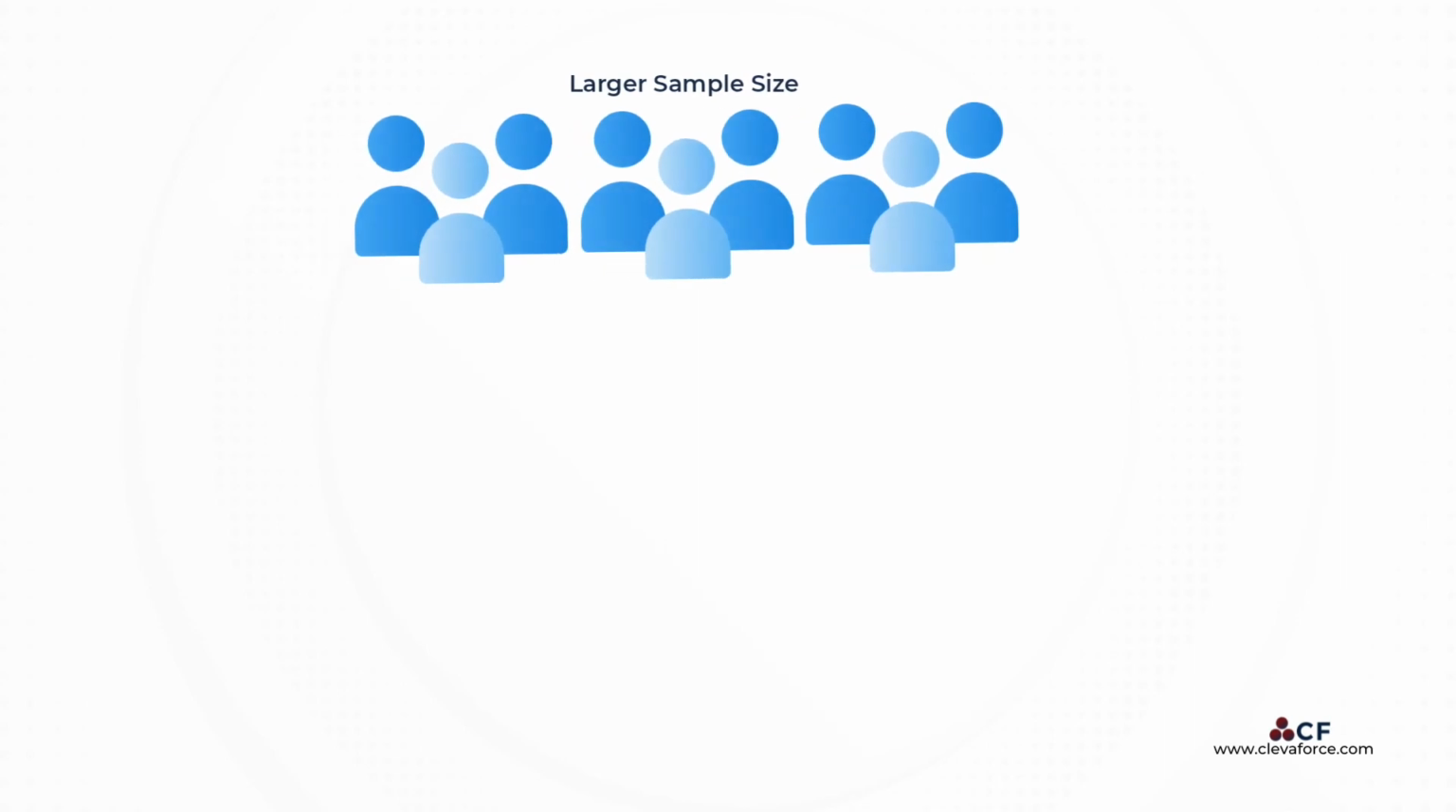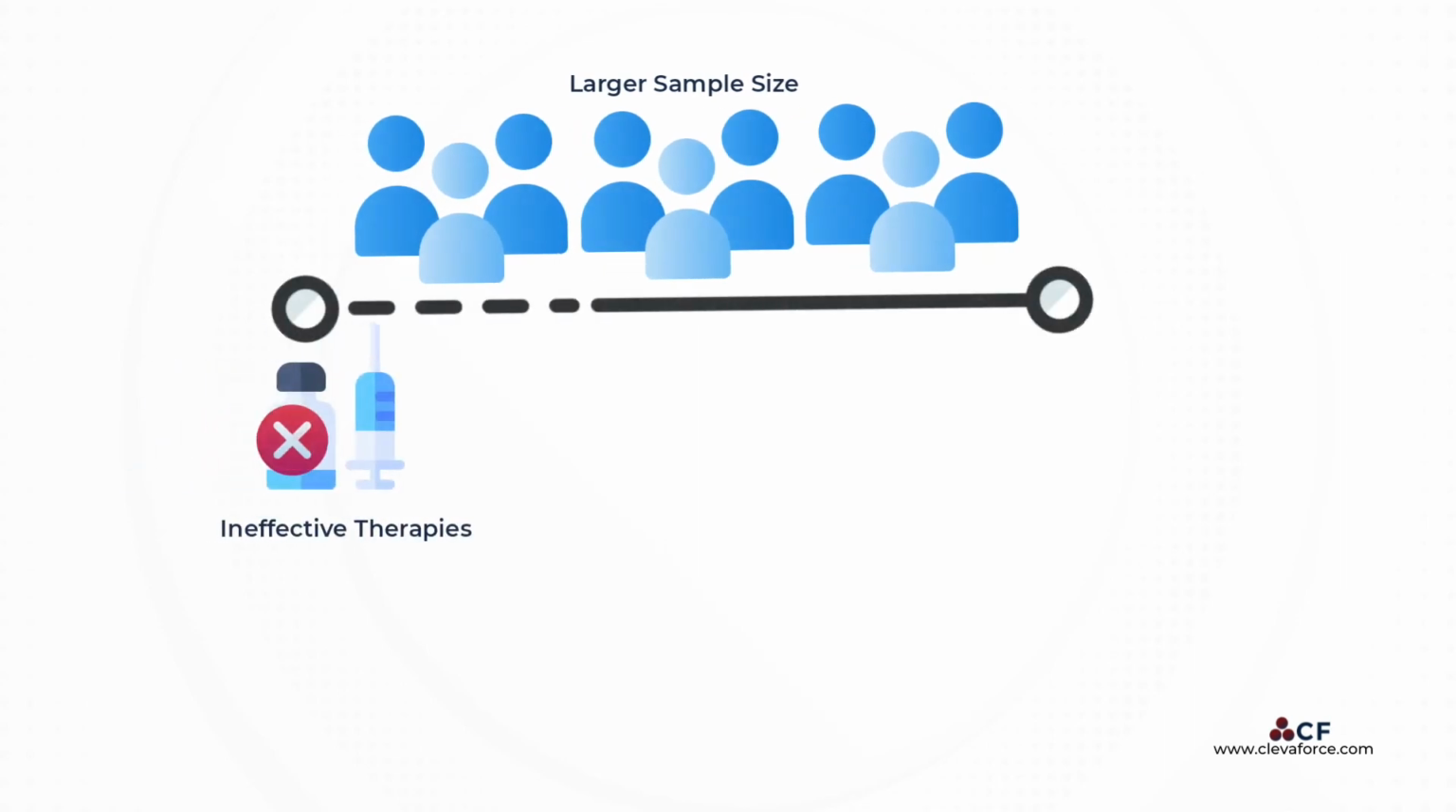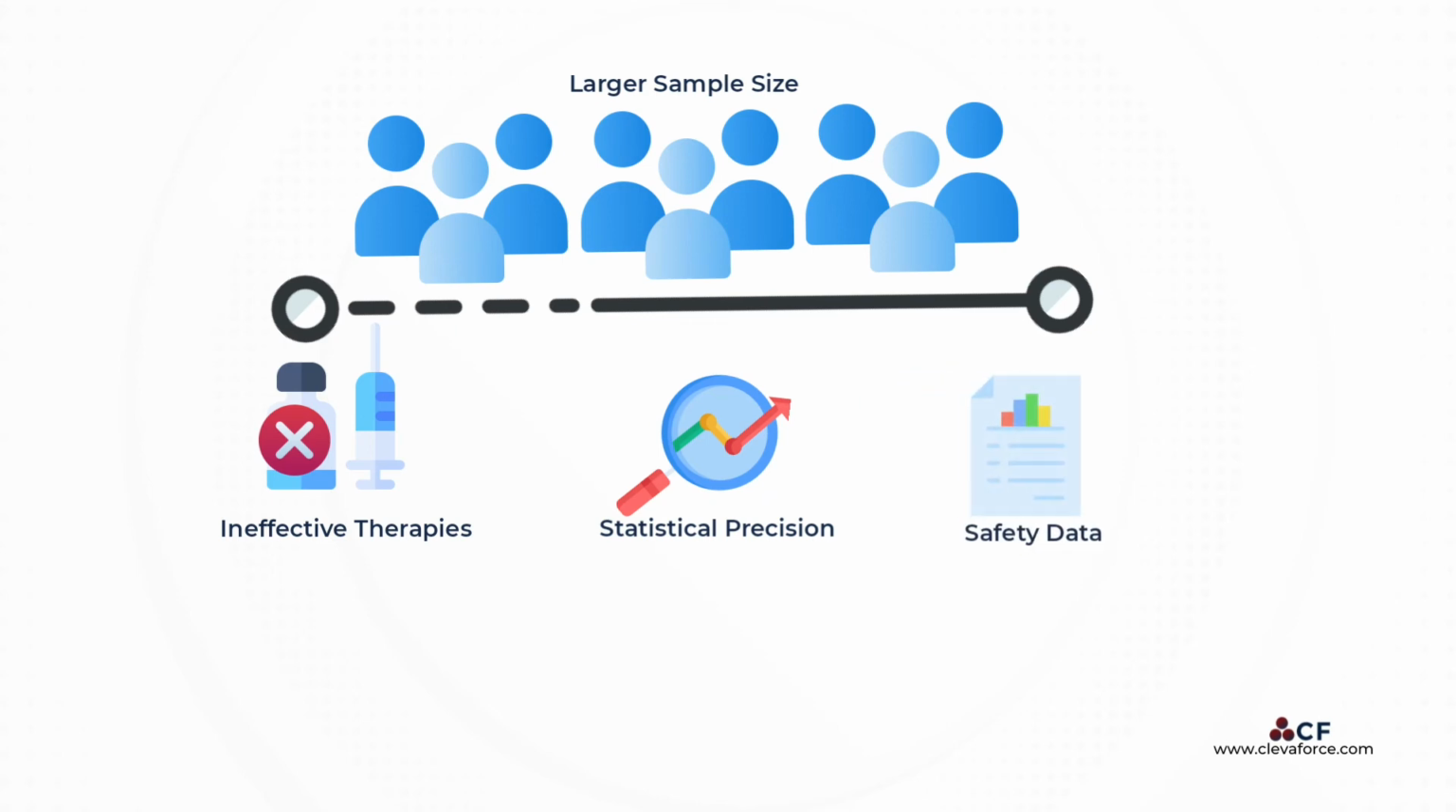Sample sizes are typically chosen to have a high probability of ruling out the possibility of ineffective therapies and to estimate the treatment effect with high statistical precision. Collection of safety data continues to play a major role, as the larger sample sizes in the Phase 3 study afford a better opportunity to identify relatively rare serious toxicities.